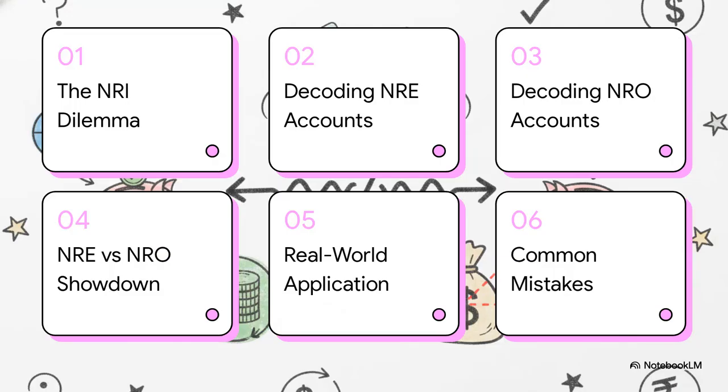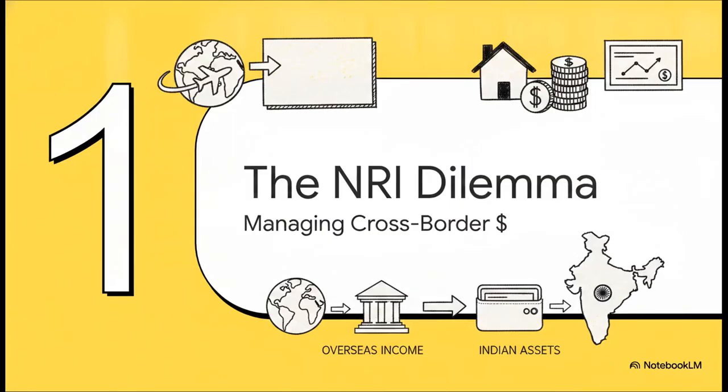Here's our roadmap for today. We're going to cover: 1. The NRI dilemma. 2. Decoding NRE accounts. 3. Decoding NRO accounts. 4. The NRE versus NRO showdown. 5. A real-world application. And finally, 6. Common mistakes to avoid. I promise we're going to demystify these banking acronyms and give you crystal clear rules of engagement for your money. All right, Section 1, the NRI dilemma, managing money across borders.